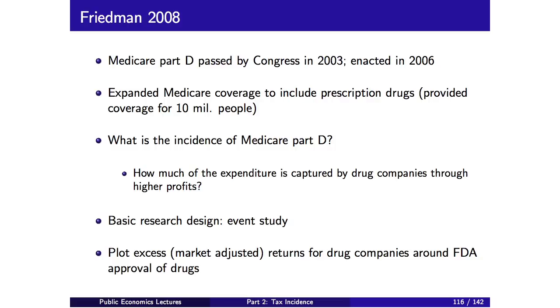What is the incidence of Medicare Part D? So the goal of the program is to help elderly people buy prescription drugs. What's a potential consequence? Drug companies start to make more money and end up capturing some of this expenditure, the billions of dollars that we're spending on Medicare Part D. All right, so we want to know how much is captured by drug companies. So the basic research design that John uses is an event study. And then he's going to couple that with another design, which I will talk about in a second. So to start, the simplest thing to do is to plot the excess returns for drug companies around the FDA approval of drugs.